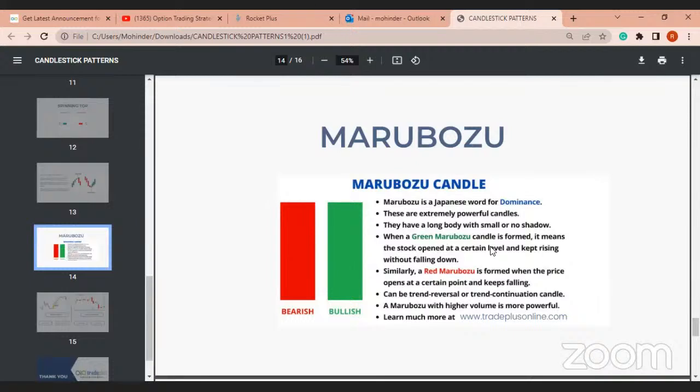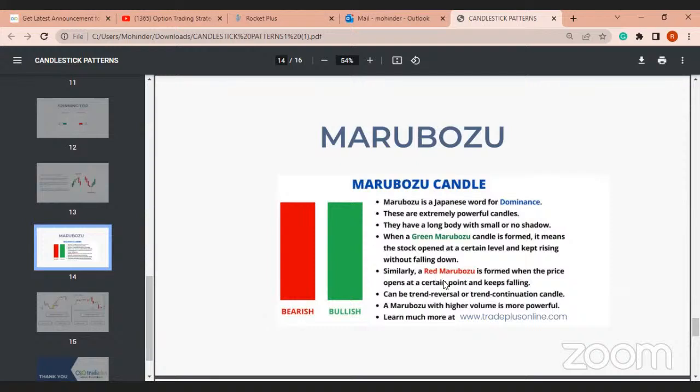When a green Marubozu candle is formed, it means the stock opened at a certain level and kept rising without falling down. Imagine we take the green one as the example. It opened at this particular level, didn't come down, moved completely up, and ended in a good range. That indicates the involvement of buyers, which means it is completely on a bullish track. So the more bullish, the more Marubozu candles you will see.